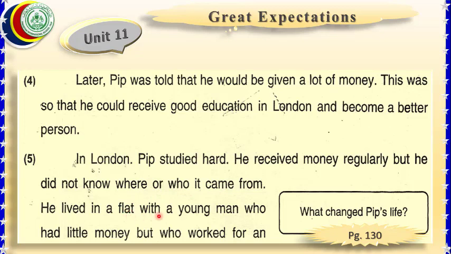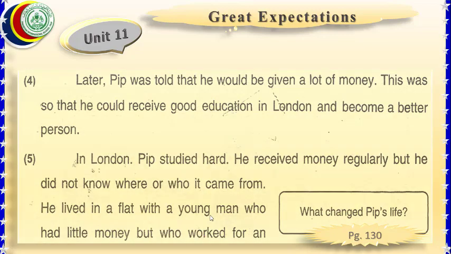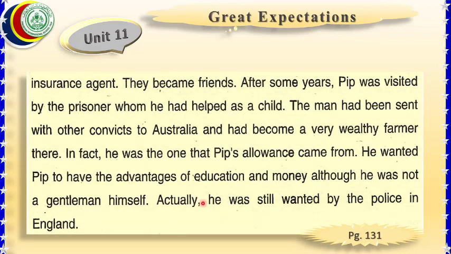He lived in a flat with a young man who had little money but who worked for an insurance agent. They became friends. After some years, Pip was visited by the prisoner whom he had helped as a child. Yes, that prisoner came to visit him again. The man had been sent with other convicts to Australia and had become a very wealthy farmer there. Yes, students.